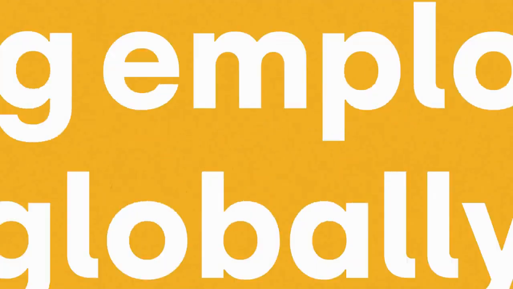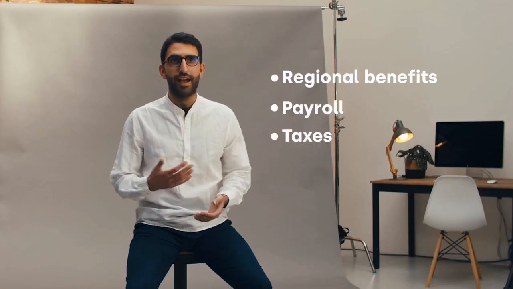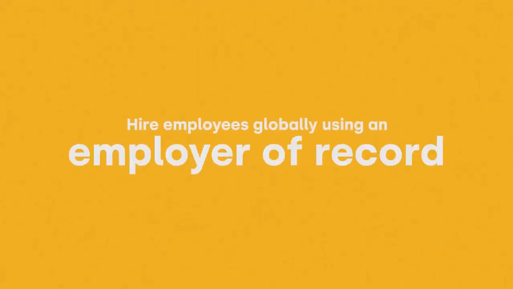Hiring employees globally using an entity. You can hire using an entity. It means your business has a local business set up to run in another country. This usually includes a local office, a registered address as a subsidiary, and an account with a local bank. Imagine having to set all of this up, then on top of that, navigating regional benefits, payroll, taxes, and HR laws. It can take a long time. And if you're trying to get your business up and running fast, it can really throw a wrench into your growth.